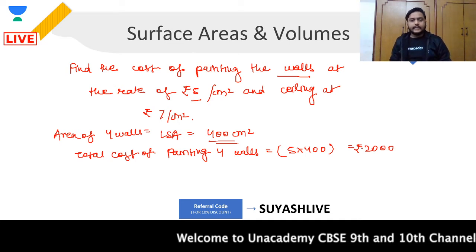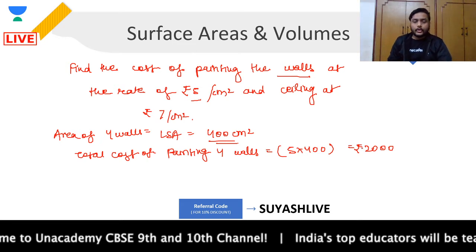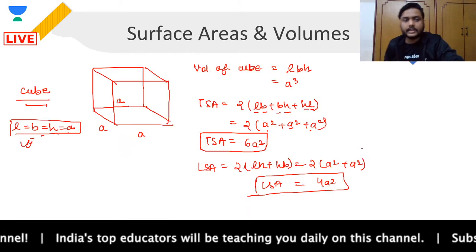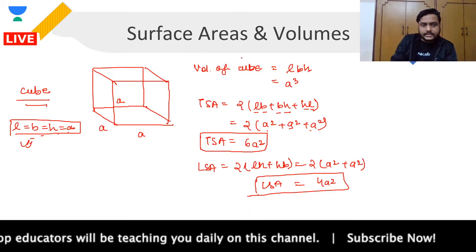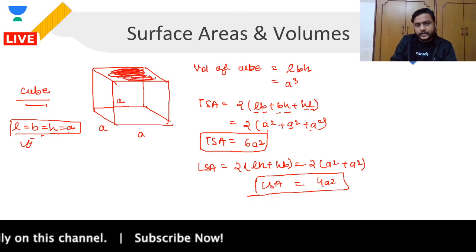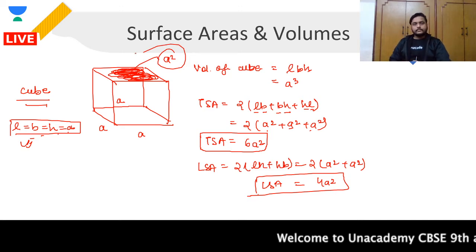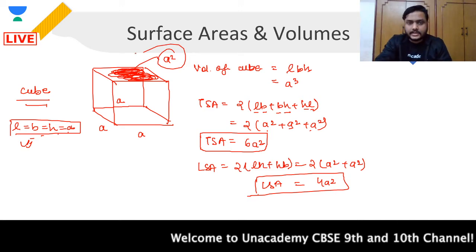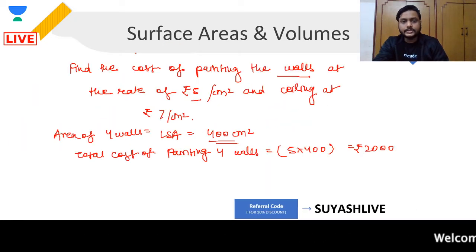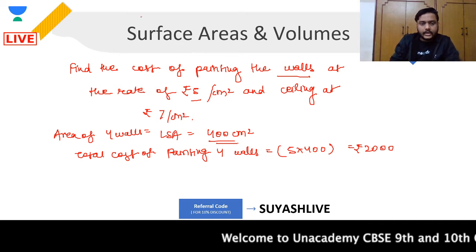Now guys, let's say if I want to talk about my ceiling, could you please tell me what will be the area of the ceiling over here? If you see, guys, this is my ceiling that I'm having. And for this particular ceiling, the area is going to be A square. Cool. Which means there is an area equal to A square which I have to paint on the ceiling. So now I will say area of ceiling is what?